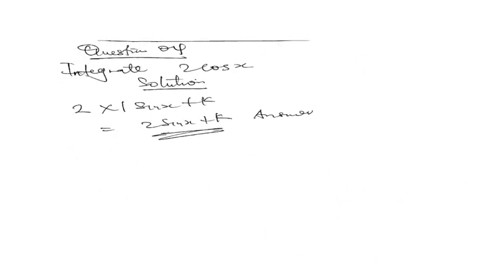Number 4. Integrate 2 cos x. Answer. 2 times 1 sin x plus k. That is 2 sin x plus k.